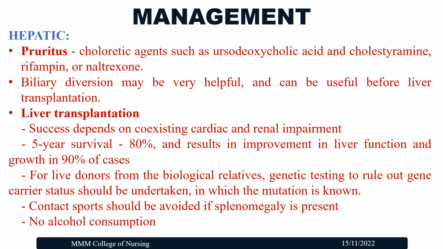Finally, liver transplantation, where the success depends on coexisting cardiac and renal impairment, 5-year survival of up to 80%, and results in improvement in liver function and growth in 90% of the cases. For live donors from the biological relatives, genetic testing to rule out gene carrier status should be undertaken in which the mutation is known. Contact sports should be avoided if splenomegaly is present, and strictly no alcohol consumption.